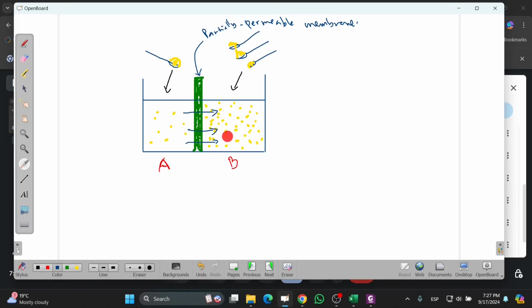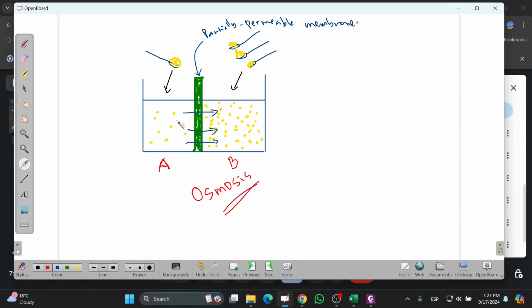And that is exactly what happens in real life, guys. Water will always move from where it is watery into where it is more concentrated, in order to make the concentration on both sides the same. We call that process osmosis, right?